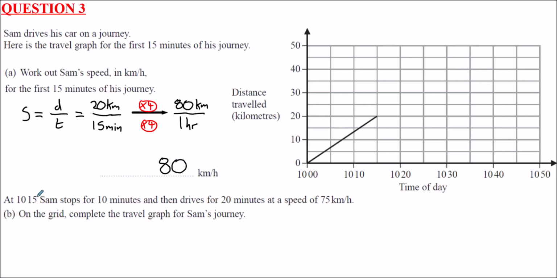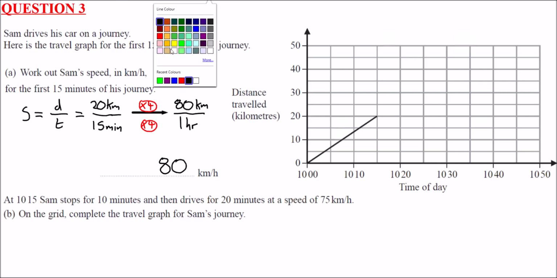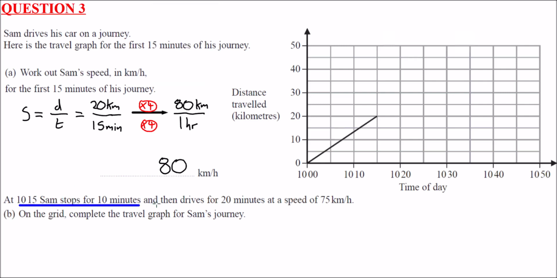Next, we have some extra information to add to our diagram. So at 10:15, Sam stops for 10 minutes. So if he's stopped, that means he's stationary. So let's add this on first of all. So at 10:15, he stops for 10 minutes. Here's 10:15. 10 minutes on after 10:15 will be 10:25. So from 10:15 to 10:25, the graph will be stationary. It'll be horizontal. The distance travelled isn't increasing because he's stationary.